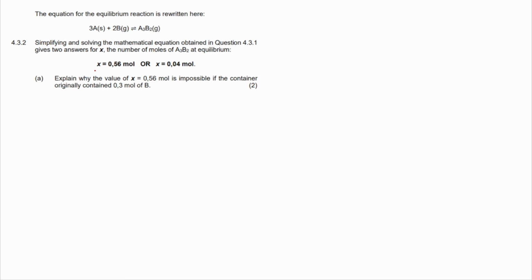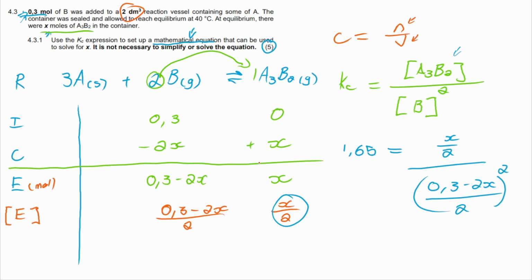Okay, so we have to explain why this is not possible. It's 0.56. If you do 2 times 0.56, you're going to get over 1 mole. It should be 1.12, I believe. But the thing is, we started with 0.3, and if that x value is subbed in over here, we are losing 1.12 moles. But it's impossible. If we had 0.3, you can't take away 1.12. That just doesn't work.